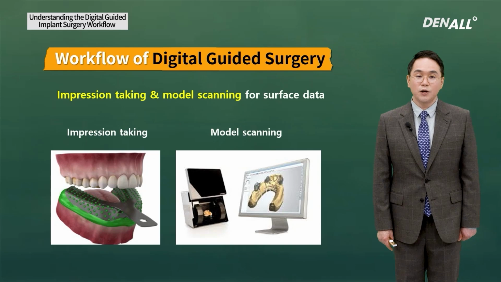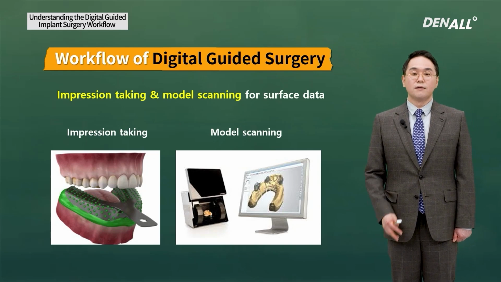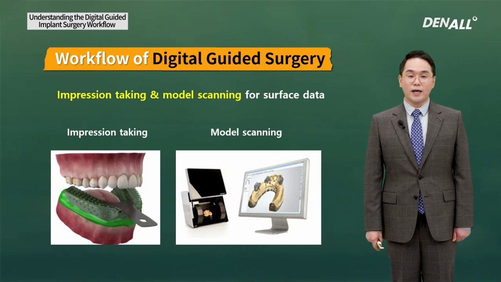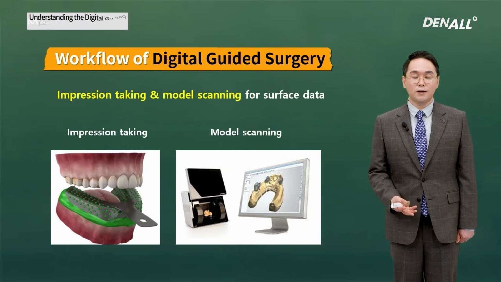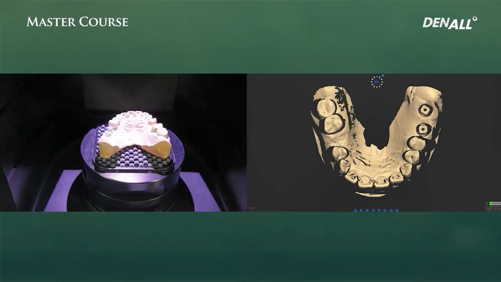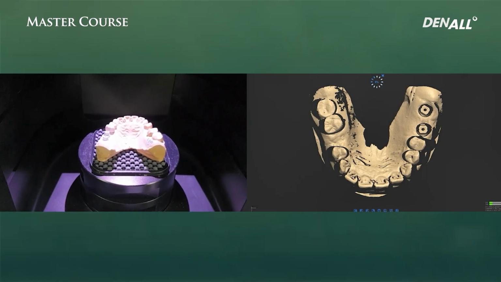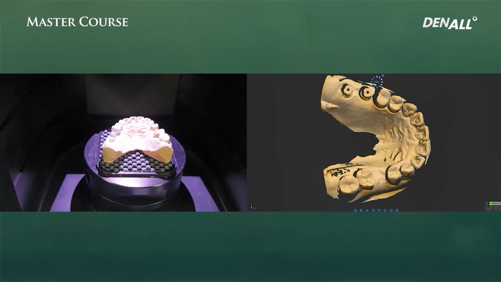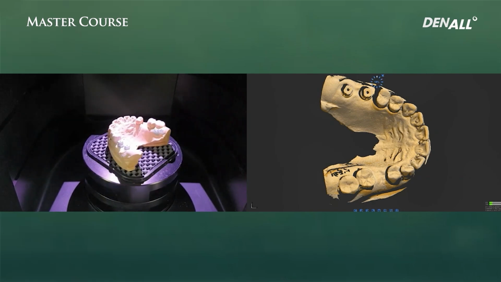If you do not have Trios, a model can be fabricated in a conventional way. A silicone impression can be taken, and using a model, scanning can be done. This is not a bad idea.